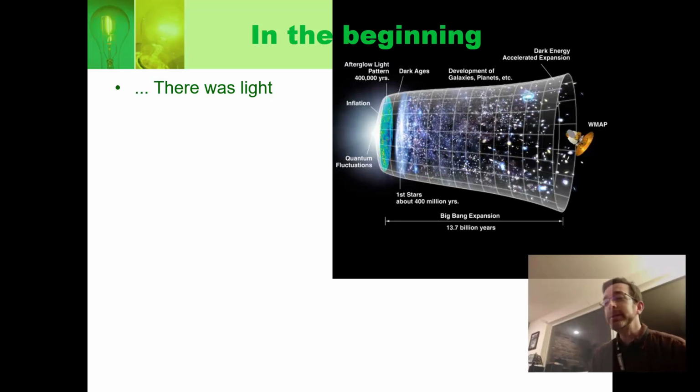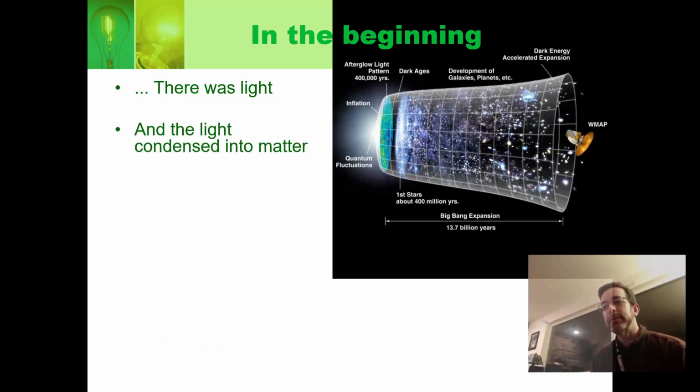It's really interesting. Look at this. I believe this is Carl Sagan's, the work of him or someone like him. And you see what the very first thing is. You have quantum fluctuations, inflation, and then light. In the beginning, there was light. The afterglow light pattern happened at the very beginning of this graph. I think that's a nice juxtaposition.